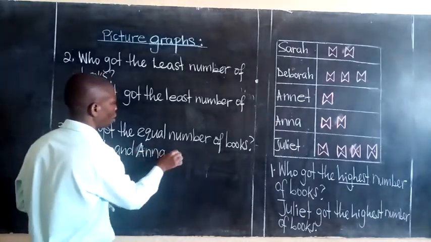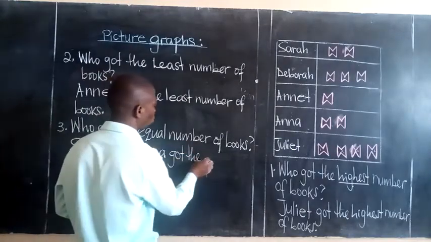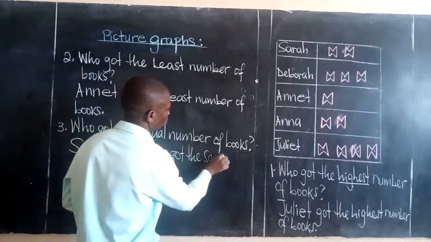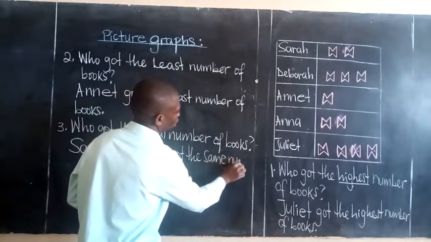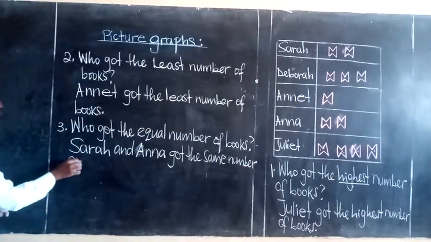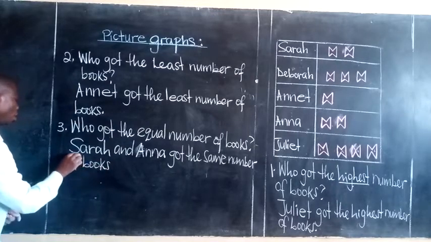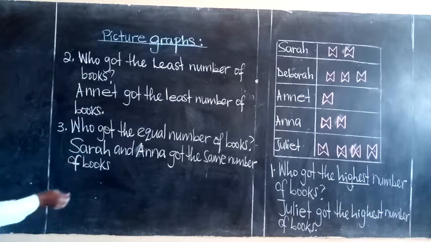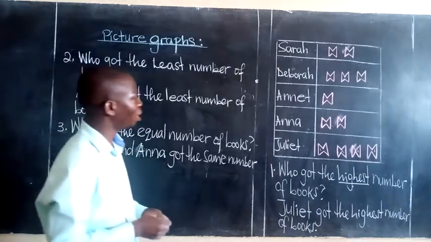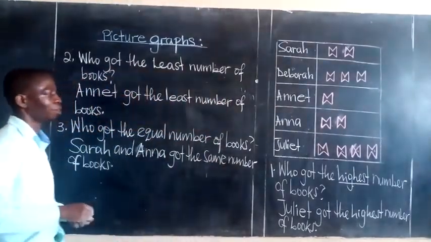Got the equal number of books, or you may say the same number of books. The same, they carry the same meaning. You may say the same or the equal number of books. There you are. So that is, we have answered our question. But still we can raise another question from there.